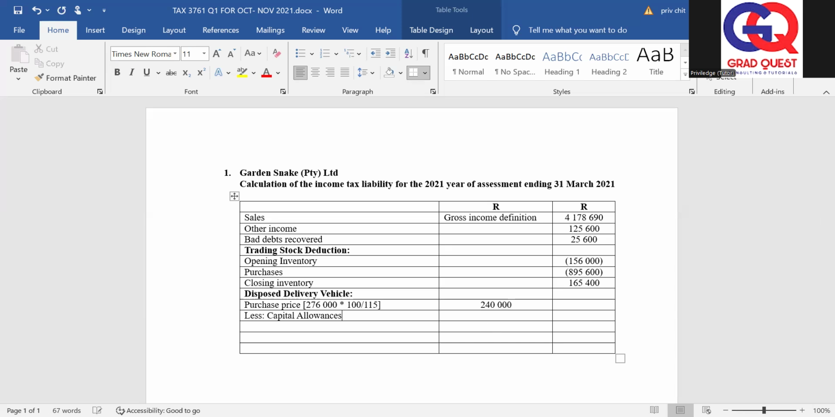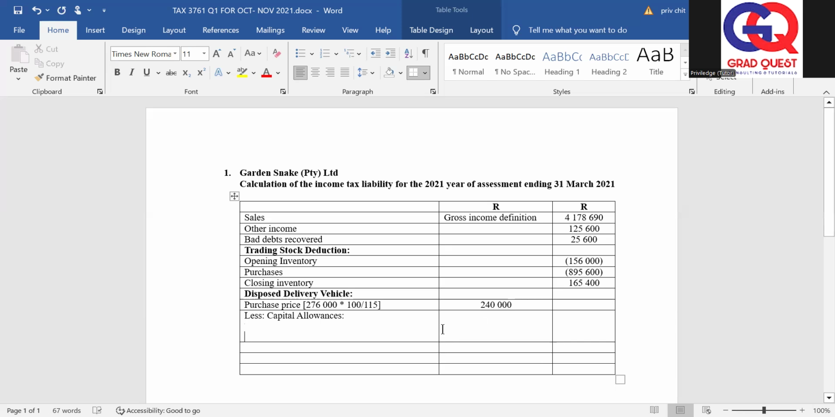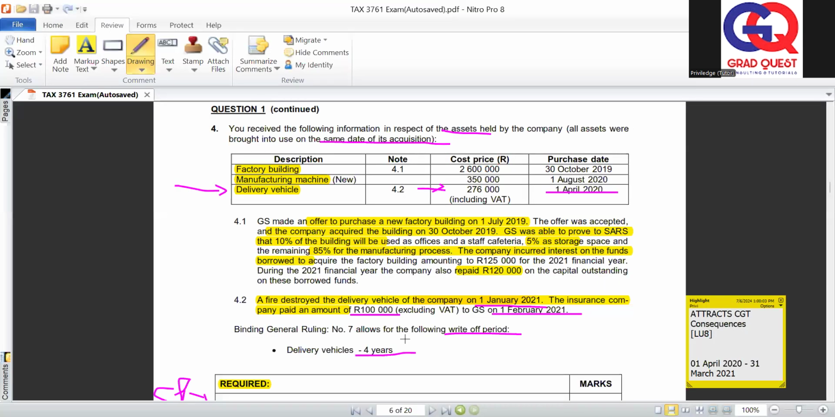Then for the capital allowances, what is crucial is to identify how long you've actually been having this delivery vehicle. If I look here, it was bought on the 1st of April 2020. That's when this vehicle was purchased, because we see the purchase dates of these assets. It was bought right at the beginning of our current year of assessment, so it was acquired in the 2021 year of assessment.